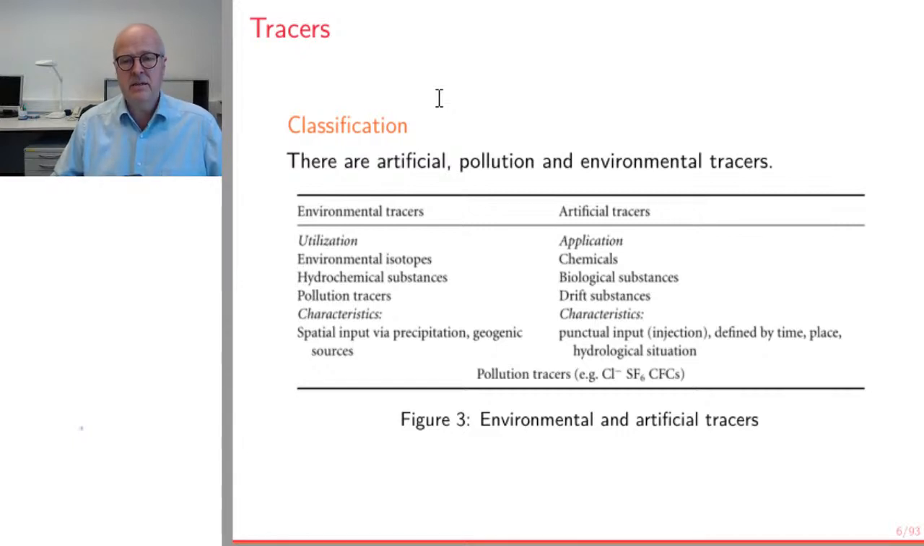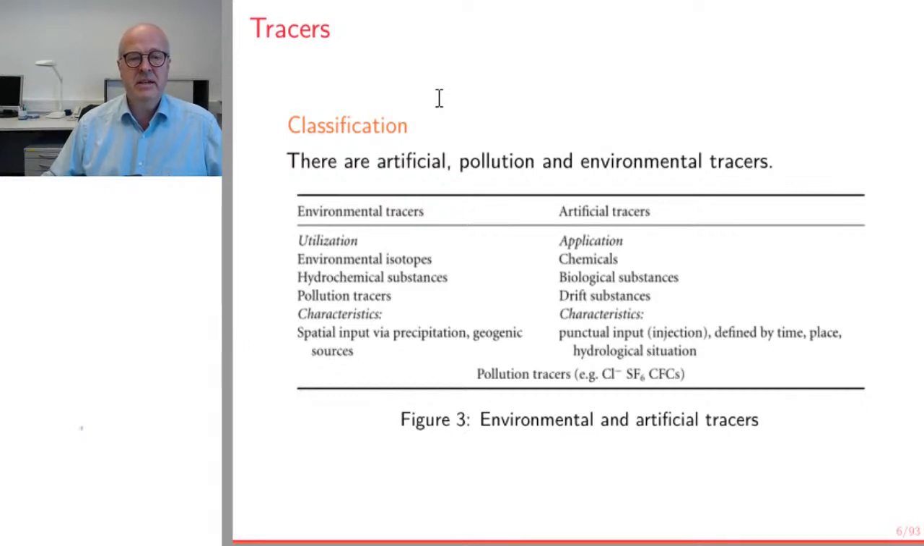On the other hand, artificial tracers are chemicals that are introduced into the water cycle at a certain time and point in space, on purpose or by accident. These can be biological substances, spores, drift bodies to trace water, salts. The characteristic is that you have a punctual input and injection defined by time, place, and the hydrological situation.